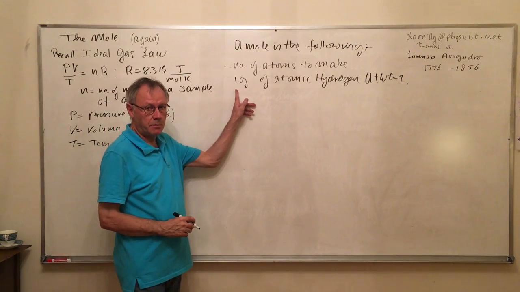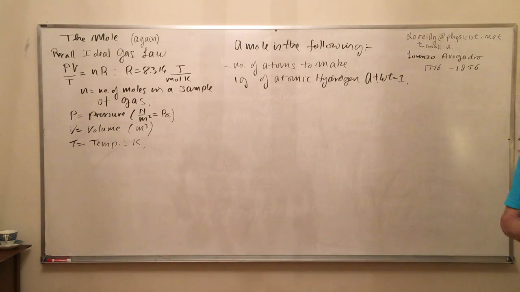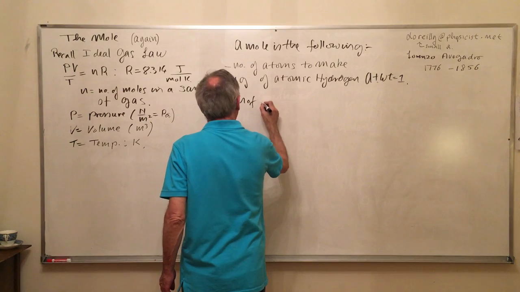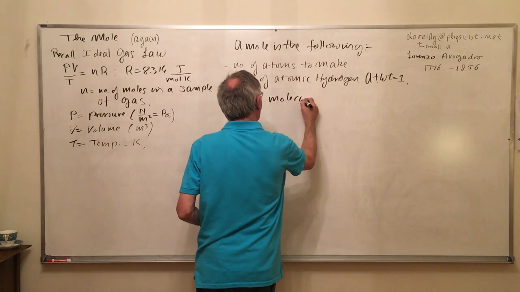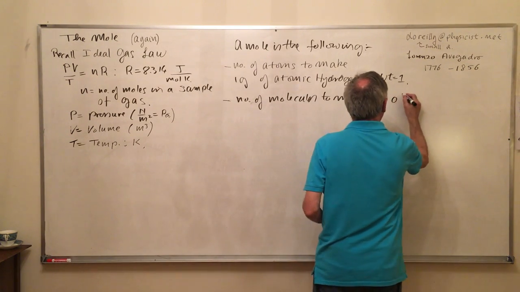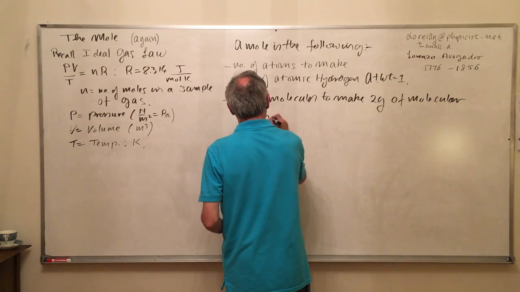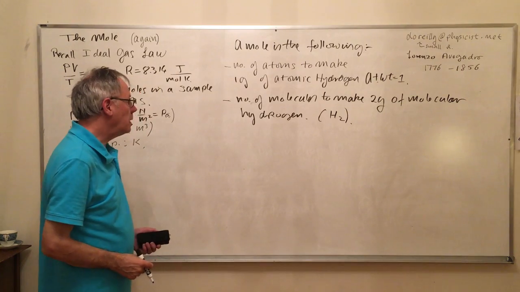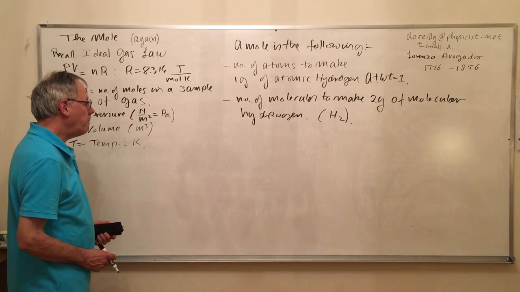Now it's a pity they defined it in terms of being a gram. I would have much preferred a kilogram. All right, it would be a difference. I'll tell you in a minute what that would be. The number of molecules to make 2 grams of molecular hydrogen. Okay?